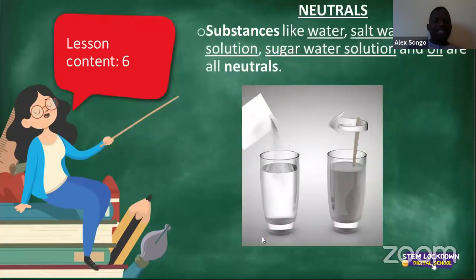Then we've got neutrals. These are not acids, nor are they bases. They are found on number 7 of our pH scale. A great example would be your water. So they are not taking anything. They are neutral. They do not fall under acids or bases.